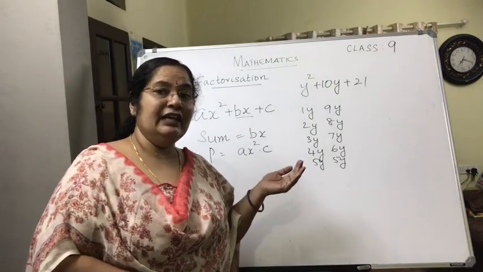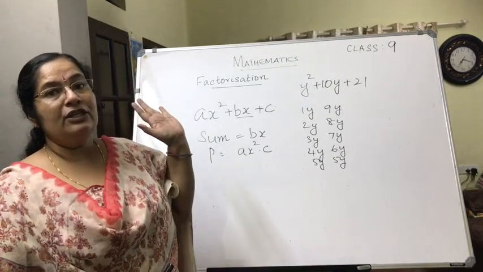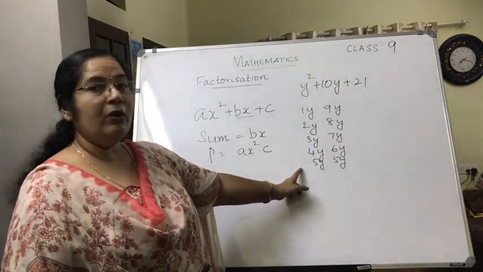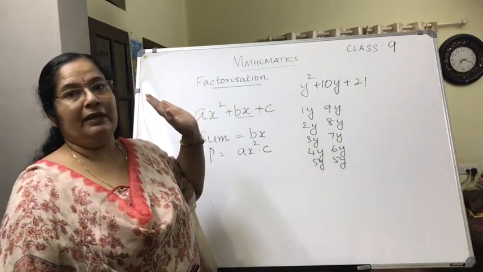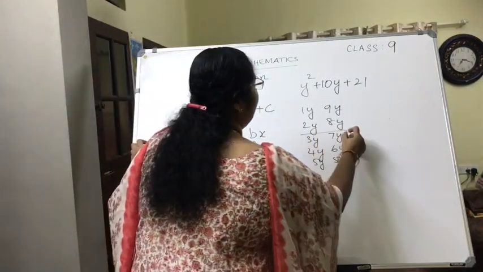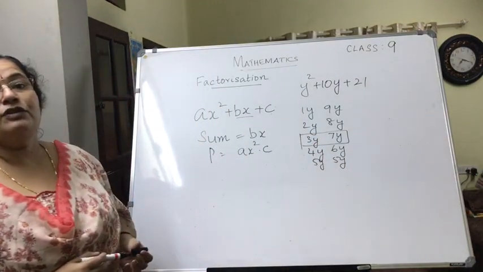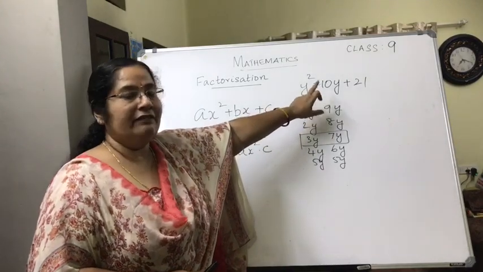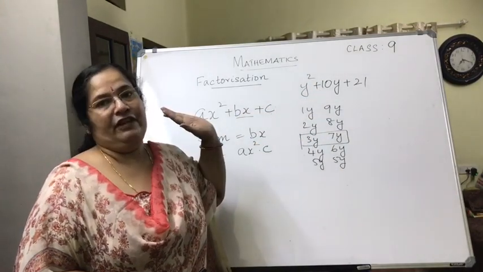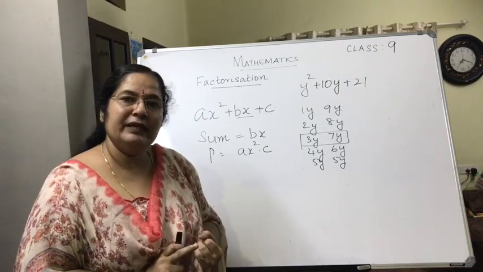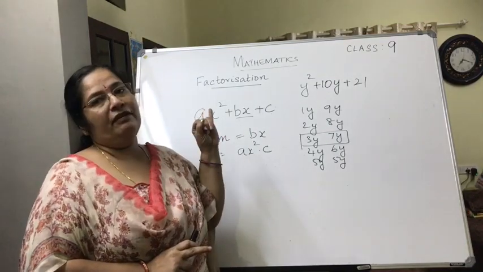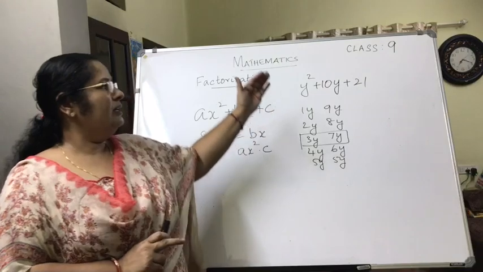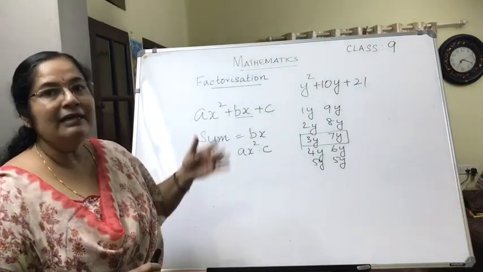But what is the condition? Second condition, the product should be 21y square. Which among these will give you the product as 21y square? Only this will be giving a product equal to 21y square. So the two terms into which we are going to split this 10y will be 3y and 7y. Because when you add 3y and 7y, you will be getting 10y. And when you multiply 3y and 7y, you will be getting 21y square. So we have found out the two terms into which we are going to split the middle term.